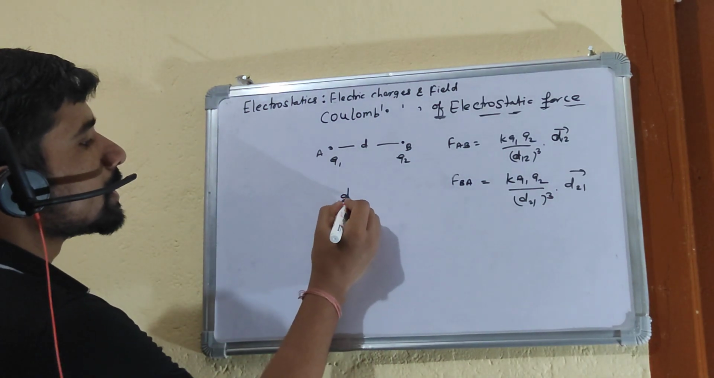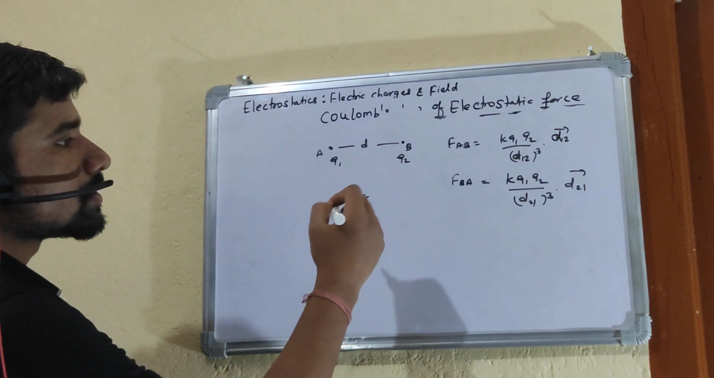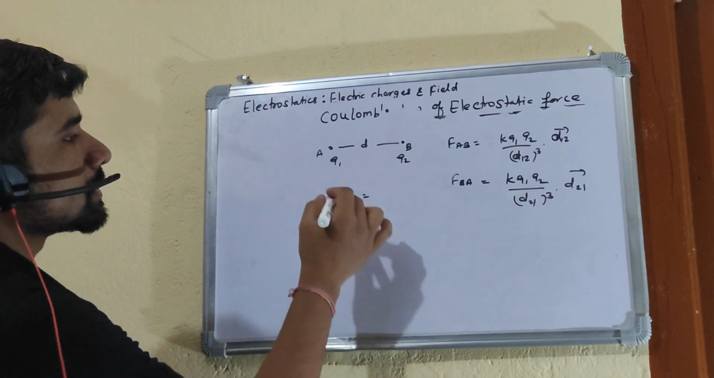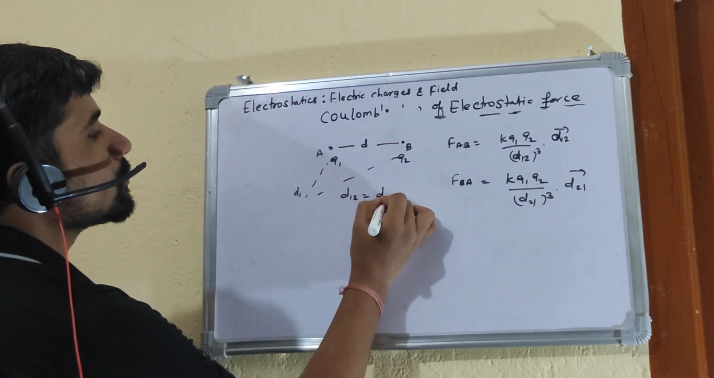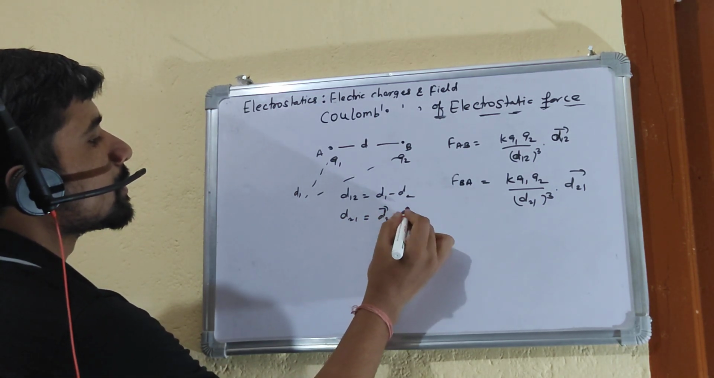So d12 is what I just explained: position vector of 1 minus position vector of 2, position vector of A minus position vector of B, something like that. Let's say this is d1 from origin and this is d2 from origin, so this will become d1 minus d2. So d21 becomes d2 minus d1, right?